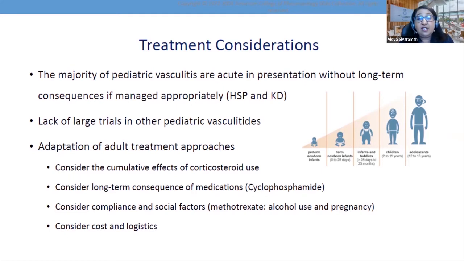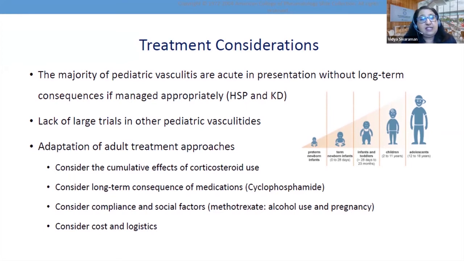We also have to think about whether these children are taking their medications as they're supposed to, also called compliance or adherence. We also have to take into account social factors. For example, with a medication like methotrexate, we have to also counsel about alcohol use and pregnancy. So there are all of these different factors that we have to put into a bundle and be able to communicate with our patients, which is definitely not easy.